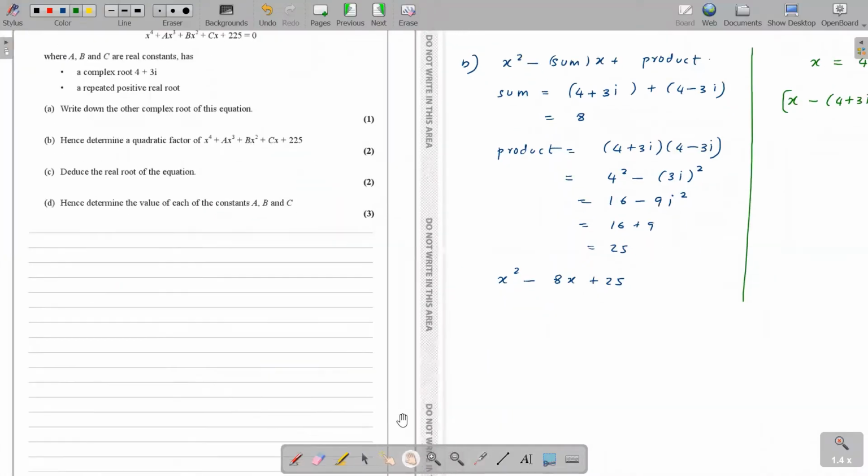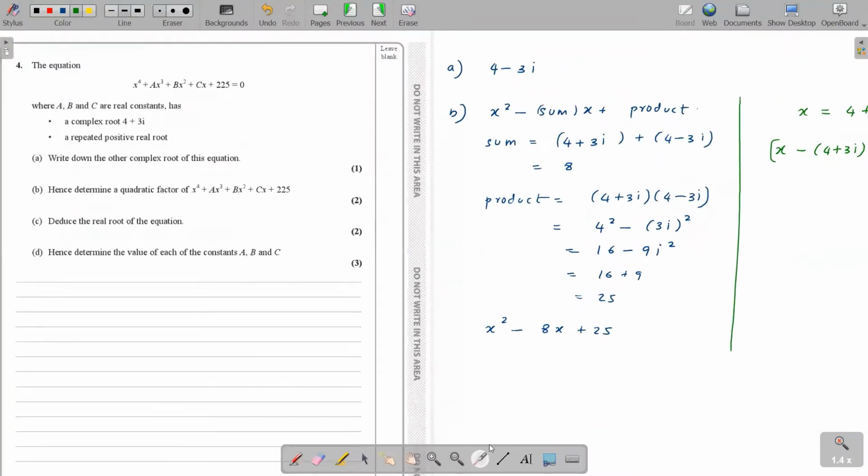Okay, so how do we get the real root? Now you do know here that we got one quadratic factor. So this quadratic factor multiplied with another quadratic factor is what gives you this other equation, x to the power 4 plus ax cube plus bx square plus cx plus 225. So now in part C, you need to realize we got x square minus 8x plus 25. So this should be multiplied with another quadratic factor. Do you agree with me?